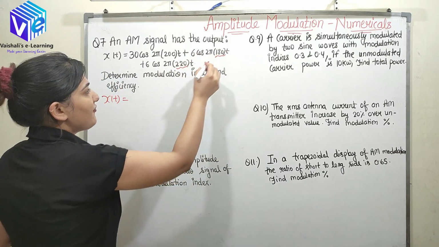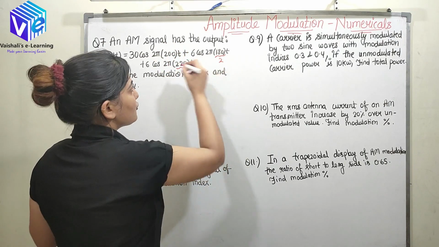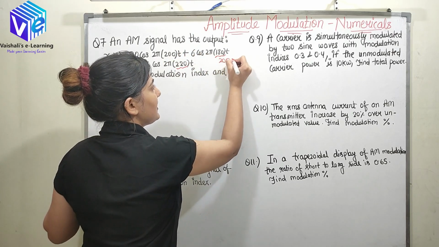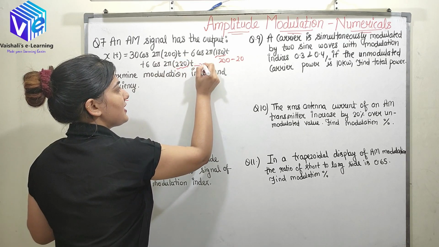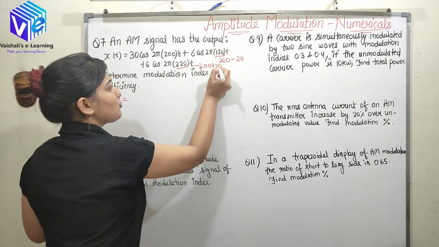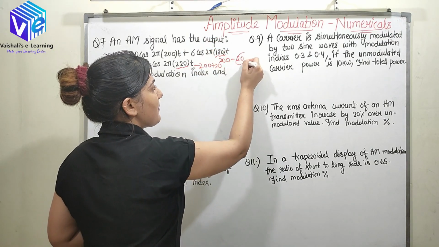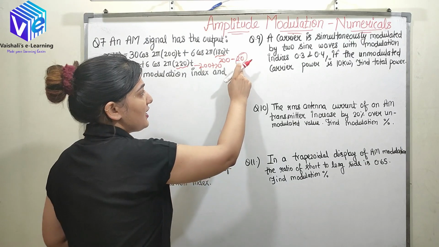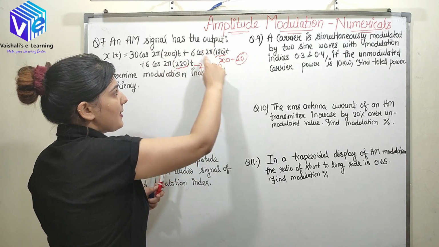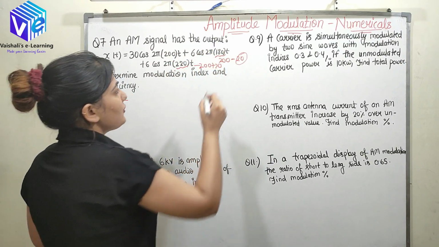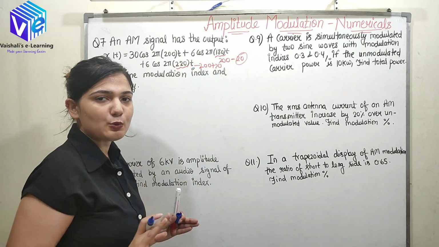So 180 can be found in terms of 200. Let's suppose this is the carrier signal, so the carrier frequency is 200. So 180 can be represented as 200 minus 20 and 220 can be represented as 200 plus 20. So this is cos of A minus B if my message signal had the frequency 20. So this is the lower sideband and this is the upper sideband. This is 200 minus 20 frequency and this is 200 plus 20 frequency.